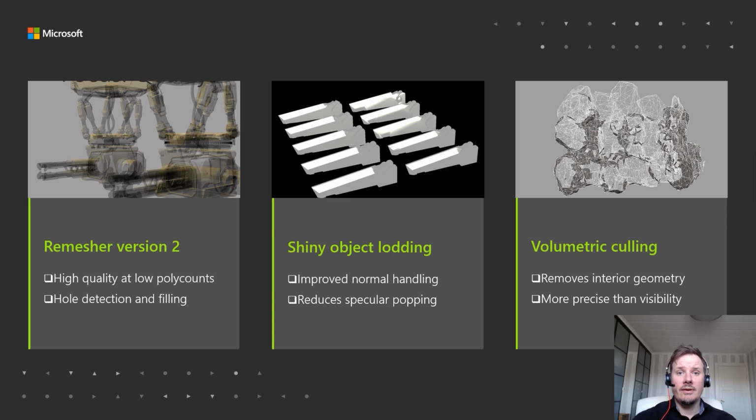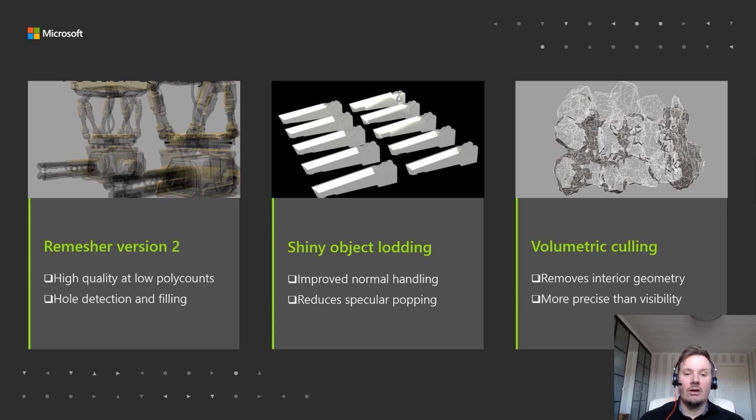When it comes to quality, we have three things that we want to show here. First one is Remeasure version 2. The key difference between this remeasure and the previous one is that it's way better at finding holes, filling these out, which means that we can have higher quality at lower poly counts because we're not generating any interior geometry, which means that all the exterior geometry or the texture space can be consumed on the exterior of the object.